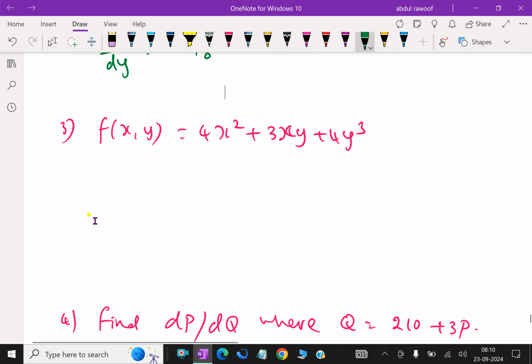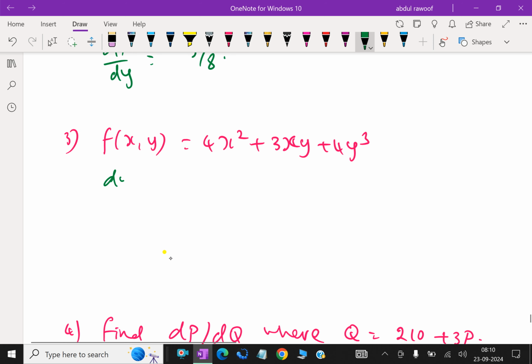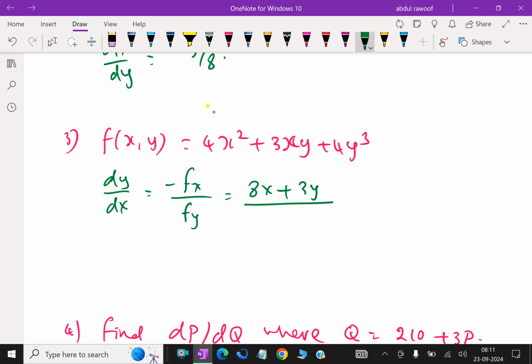Next one, f of xy is this, find dy by dx. Dy by dx is minus fx over fy. Minus fx. Partial derivative of this one is 8x plus 3xy differentiation with respect to x is 3y. 4y cube is 0 over fy is this 0. This is 3x. 4y square. 12 plus 3 is 12y square. This. Next, if dx by dy is 1. Only dy by dx we have need.